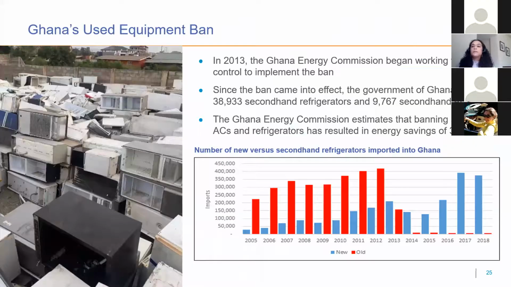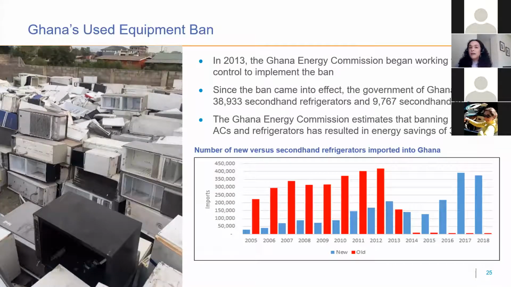I do want to make mention of at least one successful case of secondhand product regulation, and that case is Ghana's used equipment ban, which began being enforced in 2013. This ban has been very successful in restricting the import of used equipment because used equipment often lacks the quality controls in place for new equipment. That's why it needs more regulation.